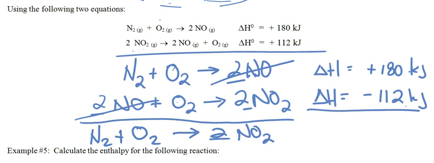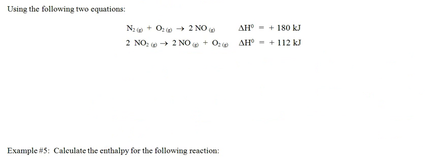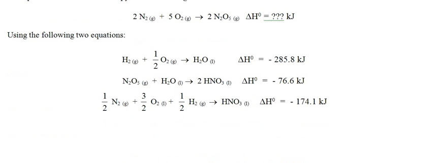Then we get to add up our energies here. So plus 180 minus 112, I believe, is 68 kilojoules. Okay? So that reaction actually has a total energy of 68 kilojoules. All right. Let's clear that off. Let's look at our next problem.